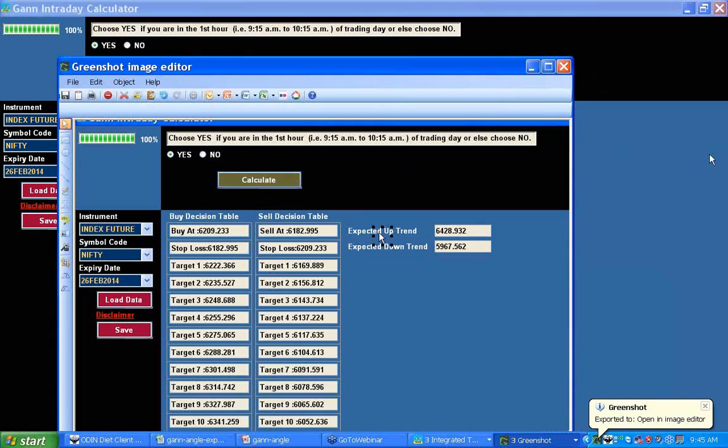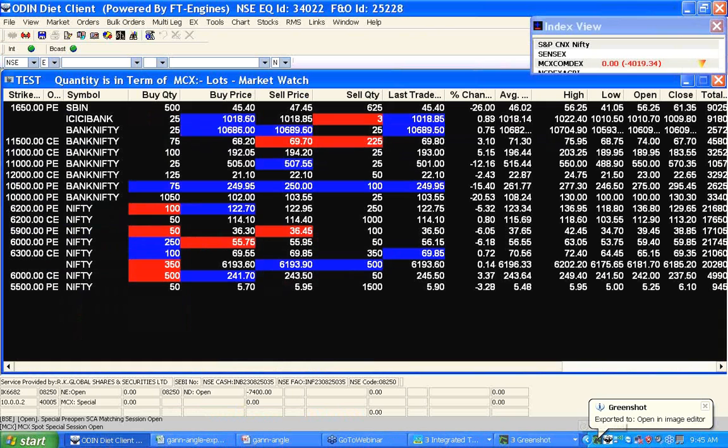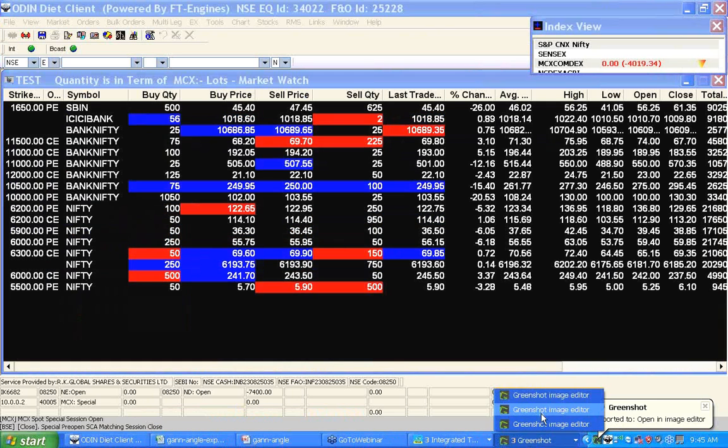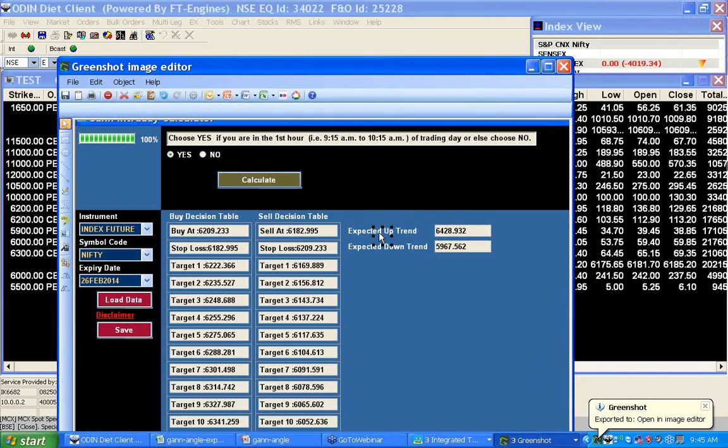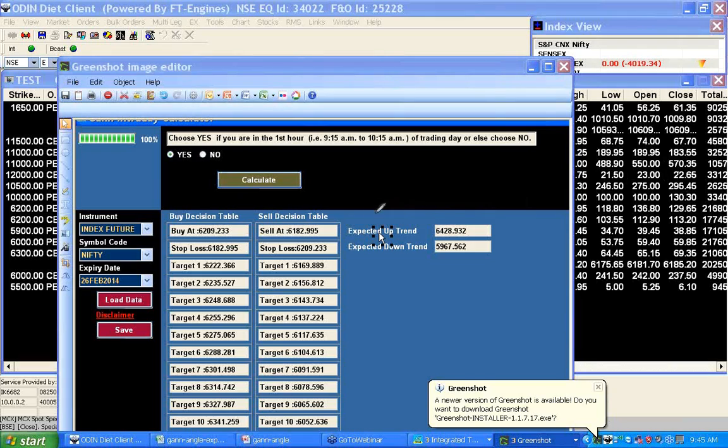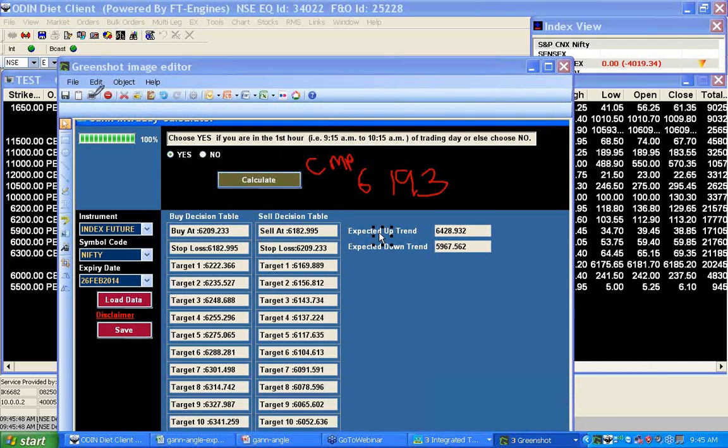Here also we have not given the breakout. 6,193 is the current price. So let me see what happens at the day end.